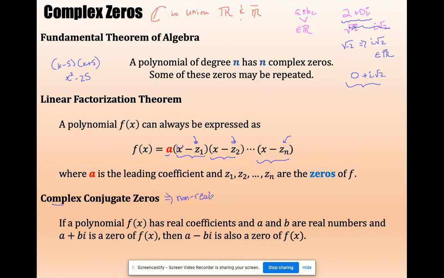Non-real zeros of a polynomial function always come in pairs. And they're conjugate pairs.